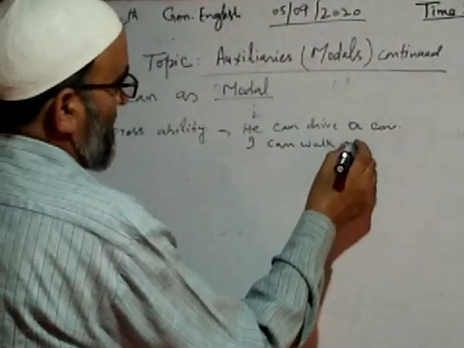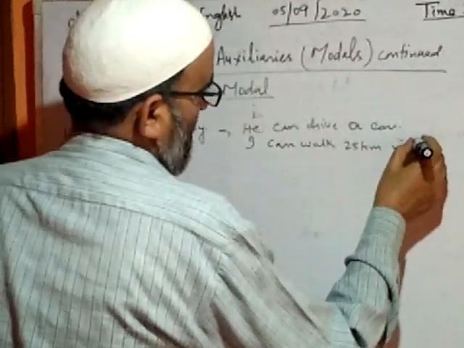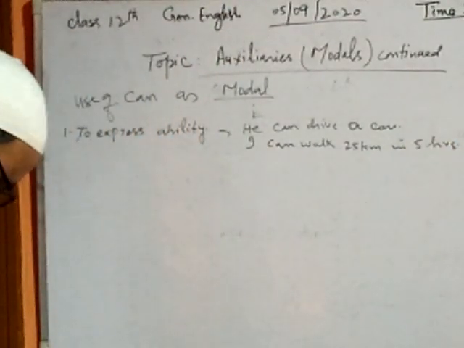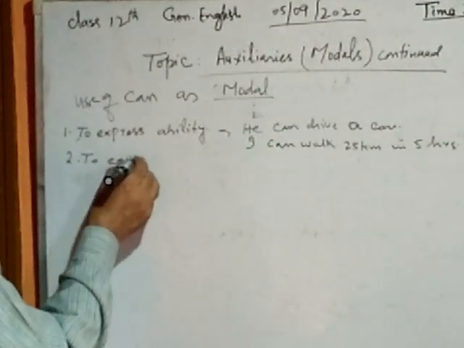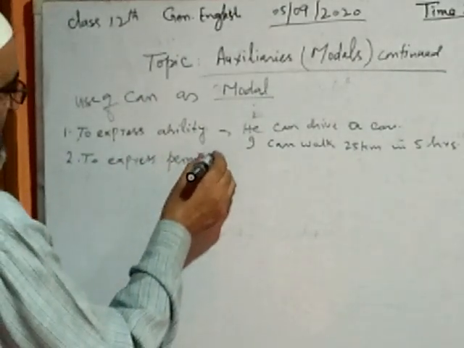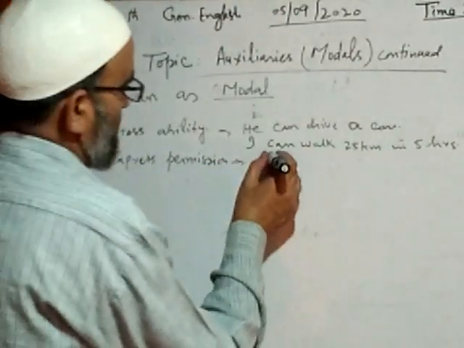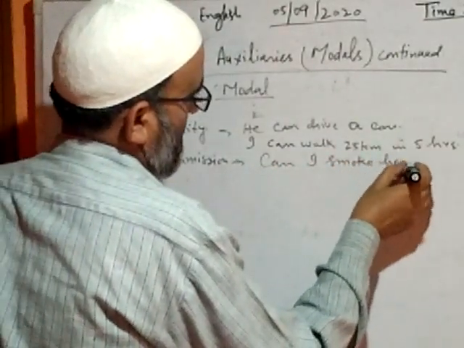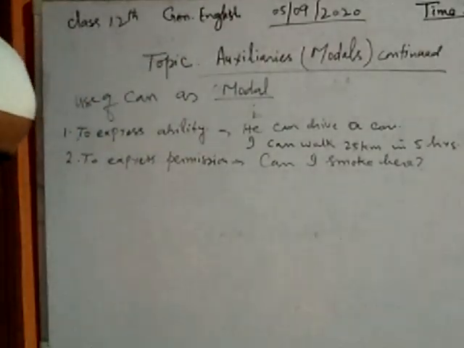I can walk 25 kilometers in 5 hours. Here, dear students, second hai to express permission. Permission ke izhar ke liye. For example, can I smoke here?